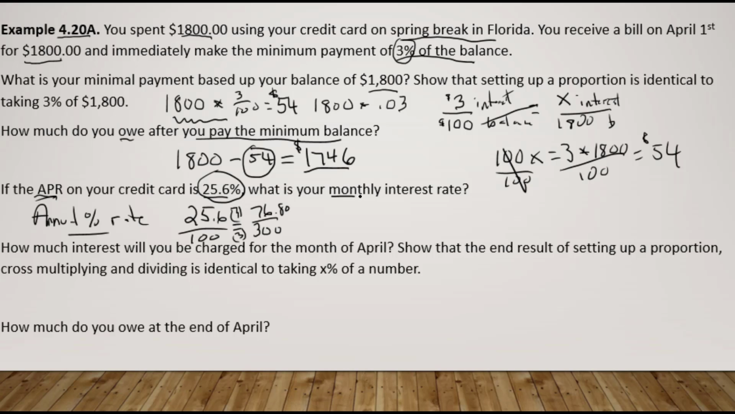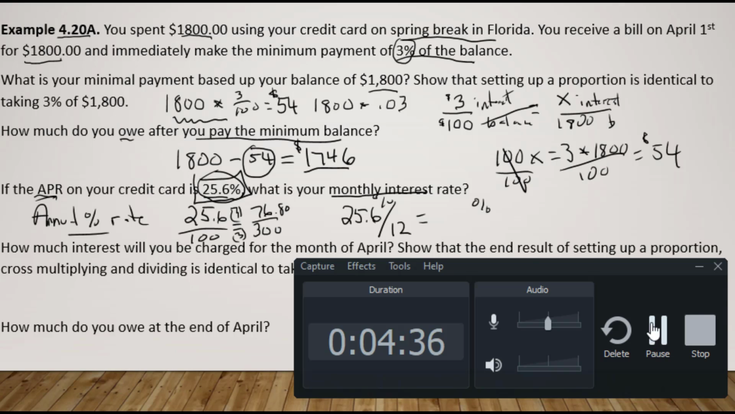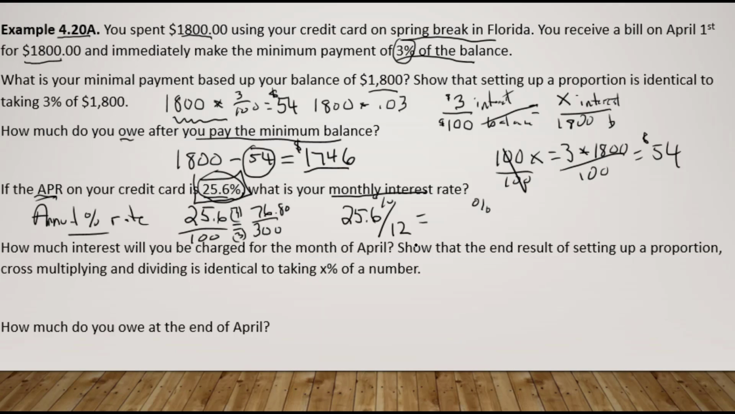Your monthly interest rate obviously is not going to be as high as this because there's 12 months in a year. So you can just take the 25.6 and divide it by 12 because there's 12 months in a year. And you're going to get a percentage. Round it to the nearest hundredth, this is 2.13%.